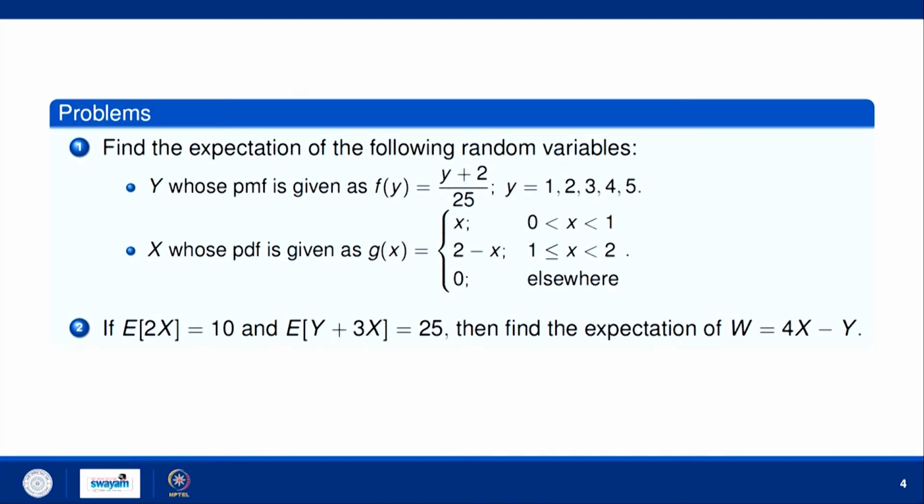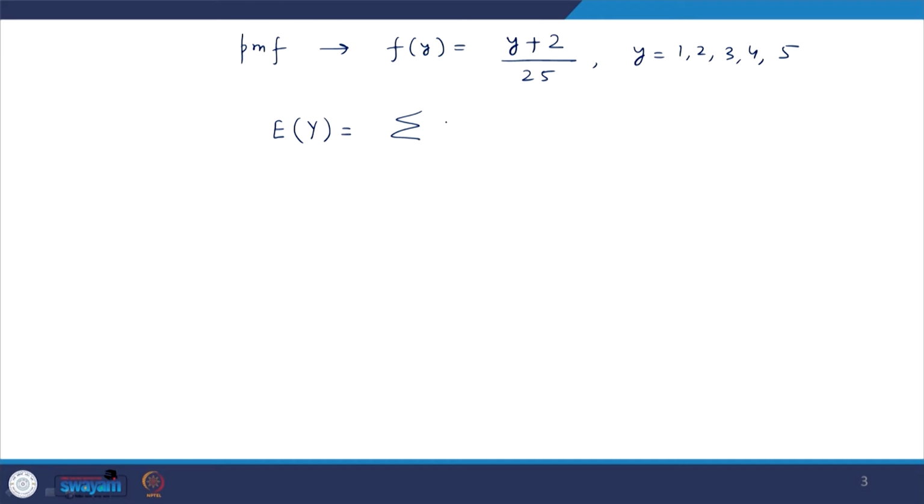Here, the PMF of y is F y, which is given by (y plus 2) upon 25, where y may be 1, 2, 3, 4, 5. Now you want to calculate the expectation of the random variable y. As per the definition, this is nothing but the summation of y into F y, and here y varies from 1 to 5, because the values of y may be 1, 2, 3, 4 or 5.